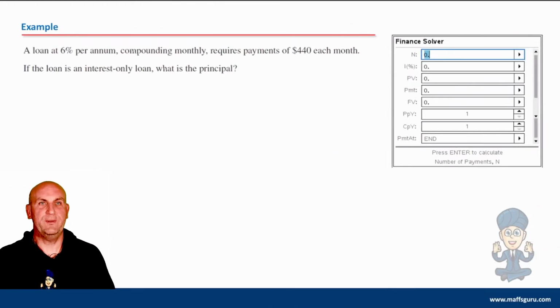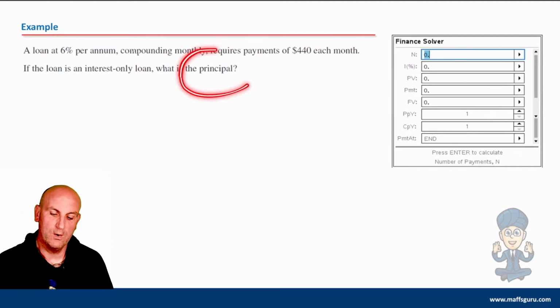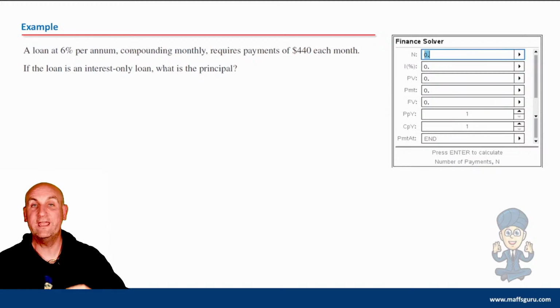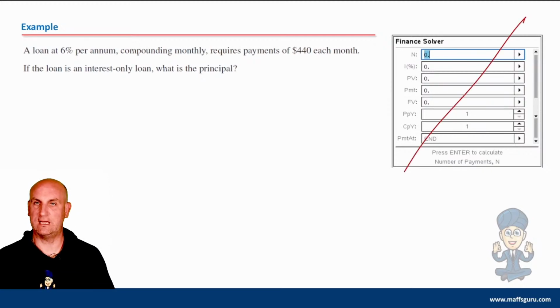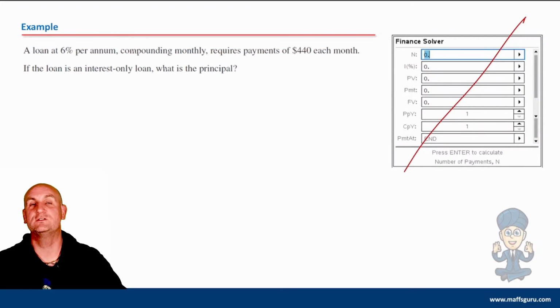A loan at 6% per annum compounding monthly requires payments of $40 each month. If the loan is an interest-only loan, what is the principal? The second I saw what is the principal, I know I cannot use my financial solver. So in this situation, can it be used? Why? Because I don't know my principal, which means I won't know my final value, which means that my financial solver hasn't got the information. So it's got to be a trick.